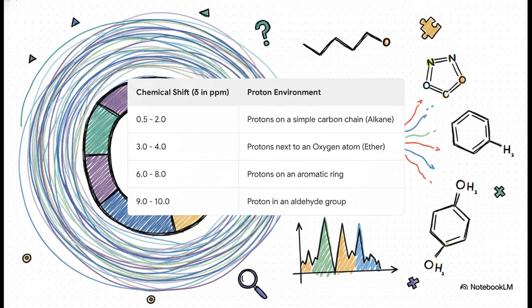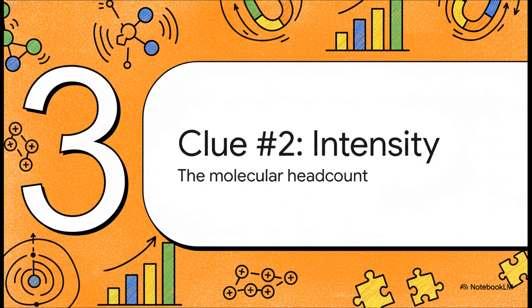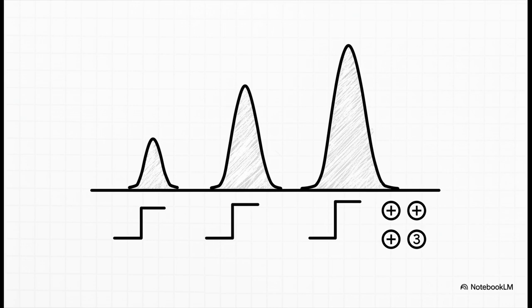All right, so now we know what kind of protons we're looking at. But the next big question is, how many of each kind are there? And that brings us to clue number two, the molecular head count. So the machine doesn't just tell you where the signal is, it also measures how big it is. Specifically, it calculates the area underneath each peak.